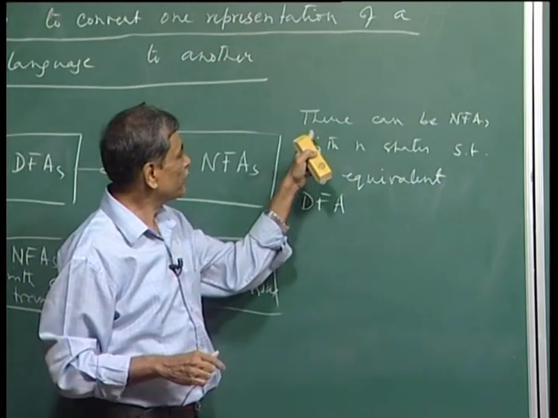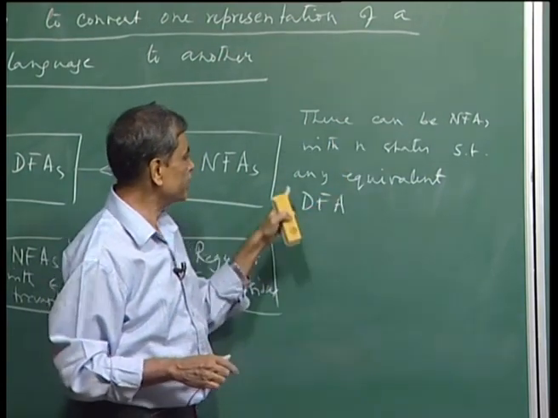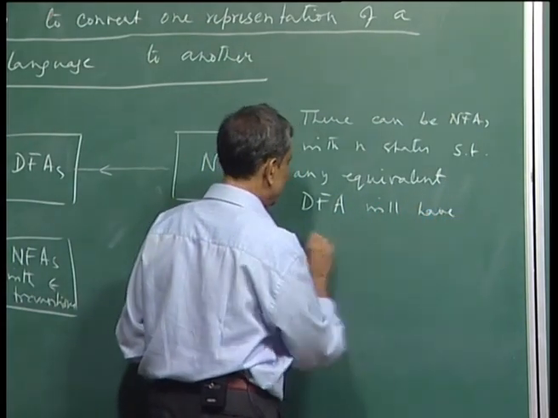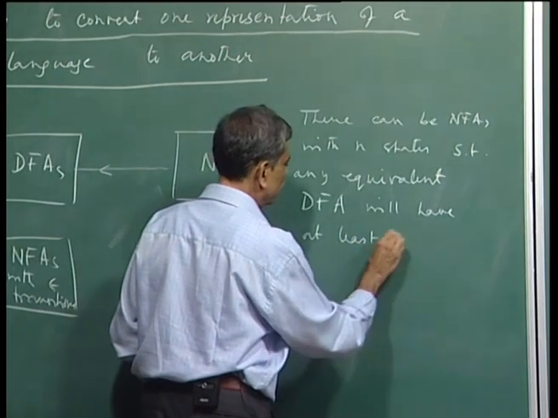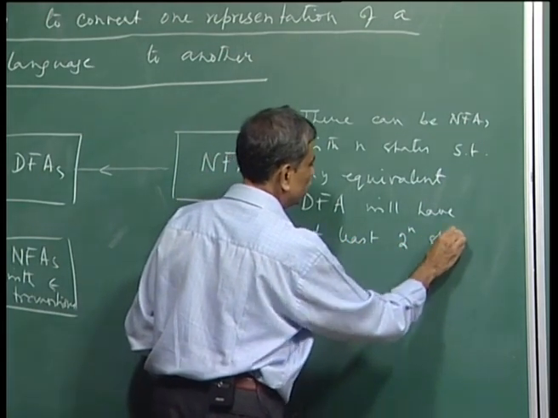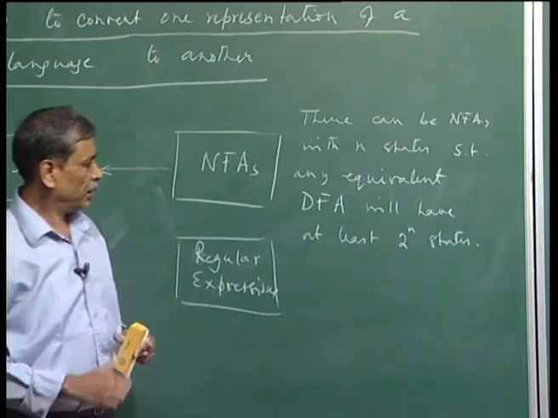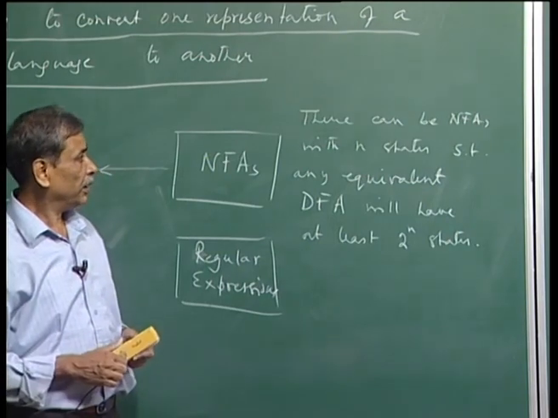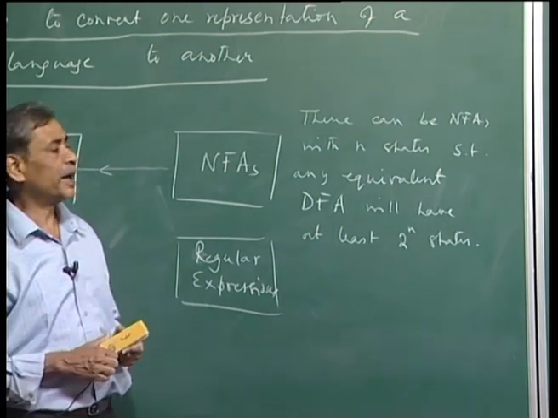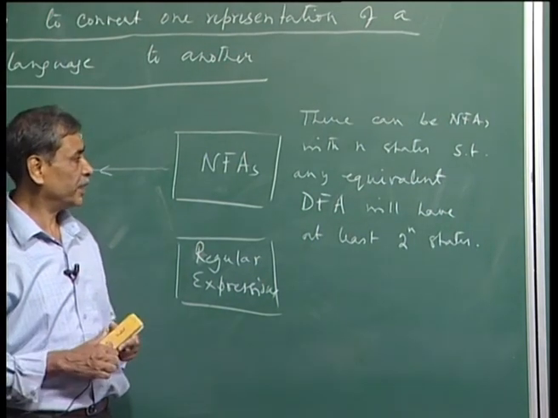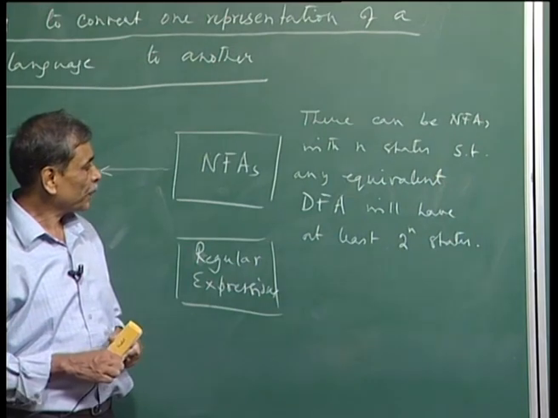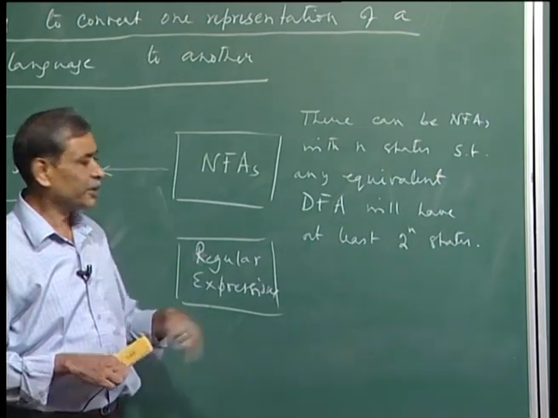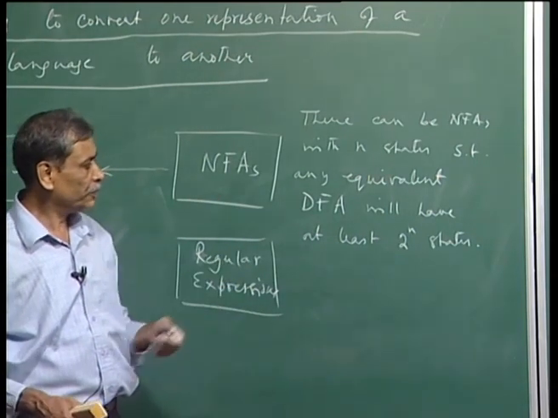So what I am saying is there can be NFAs with n states such that any equivalent DFA will have at least 2 to the power n states. And we have seen an example: let us say the kth bit from the right end is 1 for binary strings. You recall that example. The NFA did not have too many states, but the corresponding DFA had 2 to the power n states.